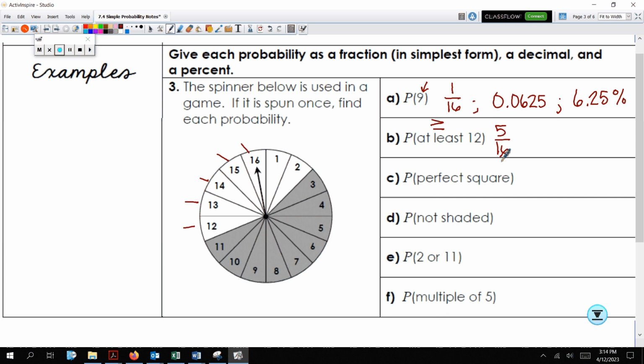So all you need to do is get your fancy little calculators out and do 5 divided by 16. That gives me 0.3125. Multiply that times 100, then this will tell us the percent. 31.25%.